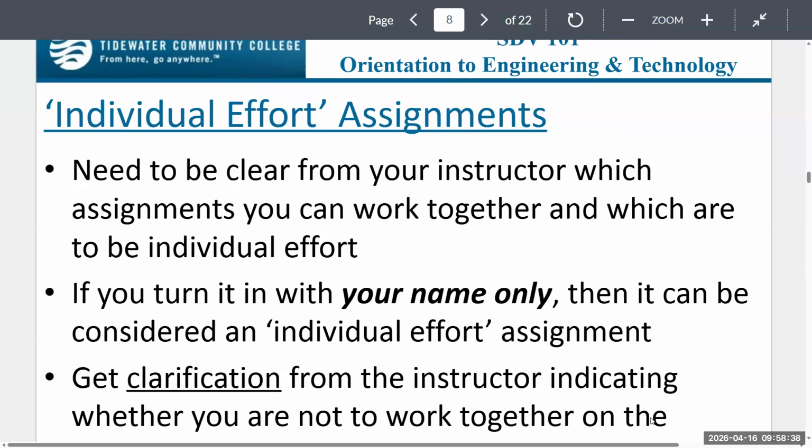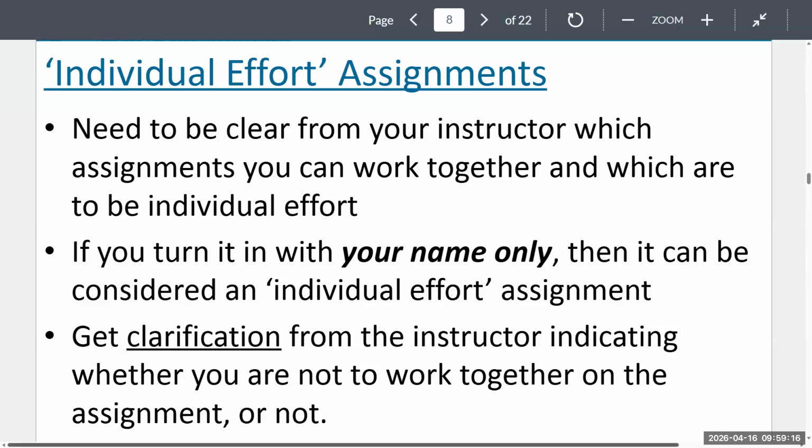So, individual effort assignments. This needs to be crystal clear from your instructor. It needs to be clear from your instructor which assignments you can work together on and which must be an individual effort. Again, make sure it's crystal clear. A lot of times teachers will encourage you to work together. You learn pretty well sometimes when you work in a group setting, but sometimes assignments are not meant to be shared. It's an individual effort only.